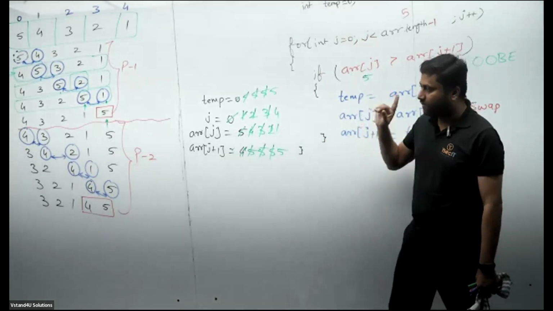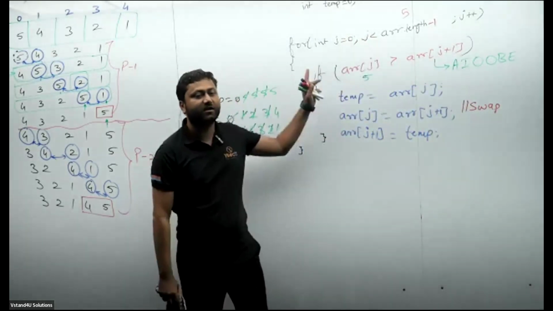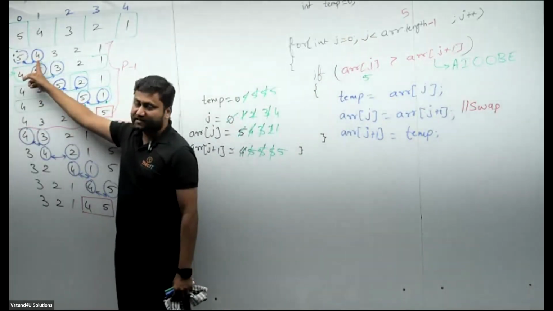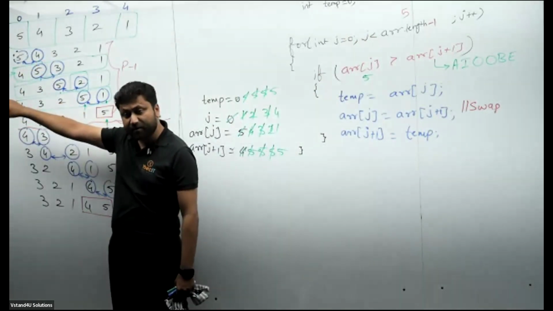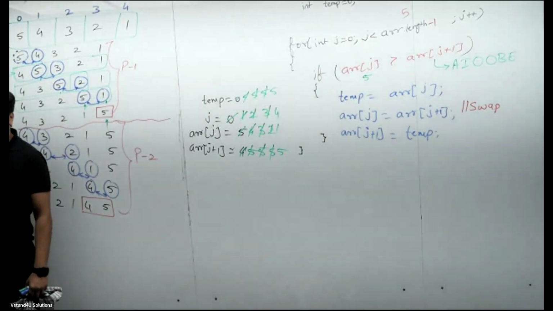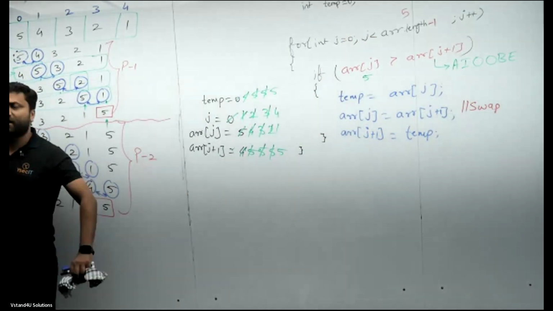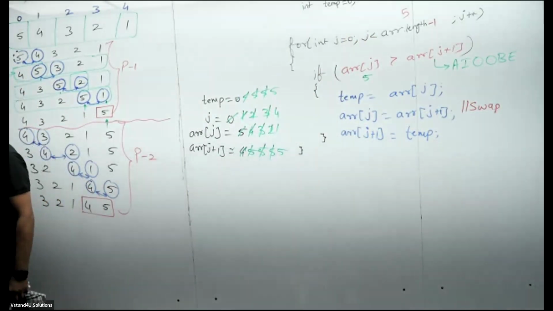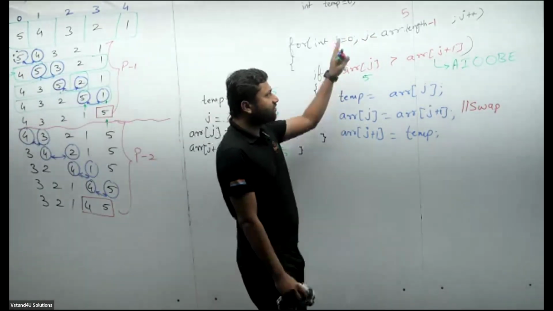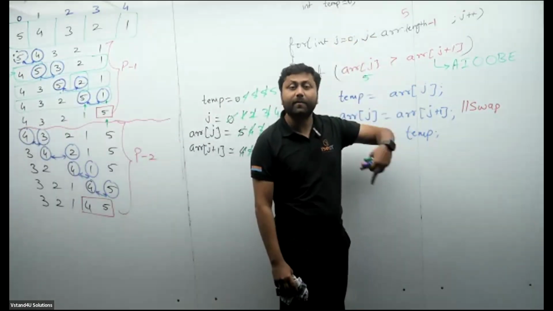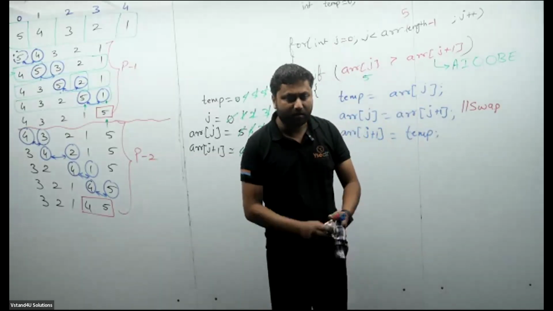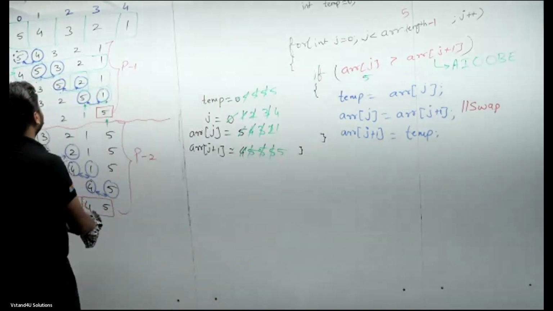I repeat once again. This logic, whatever we have written, is for comparing the existing element with the next element. If the existing element is greater, then swap. If the existing element is not greater, then don't do anything. Agree? This much logic is clear. We will keep repeating this for every single pass.